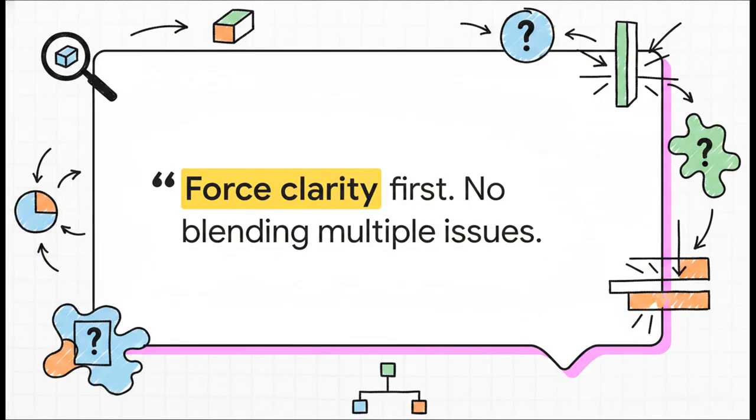And that brings us to the uncompromising rule of this entire methodology, straight from our source material. Force clarity first, no blending. It's absolutely crucial. We cannot just blend multiple issues together and hope to solve them all at once. If you try to fix two abstract things at the exact same time, you'll end up fixing absolutely nothing. This script demands rigorous analytical focus right from the very first step.